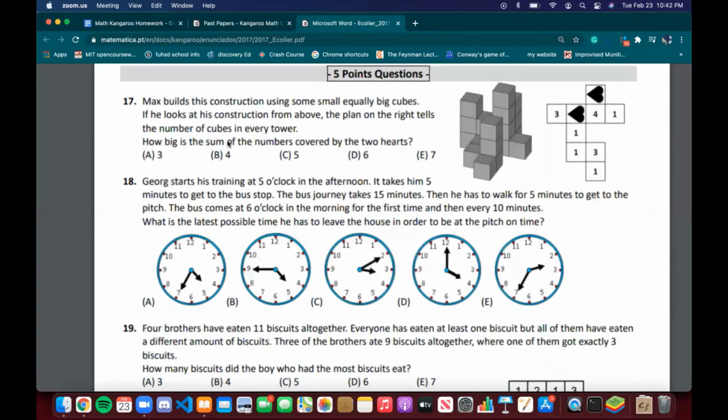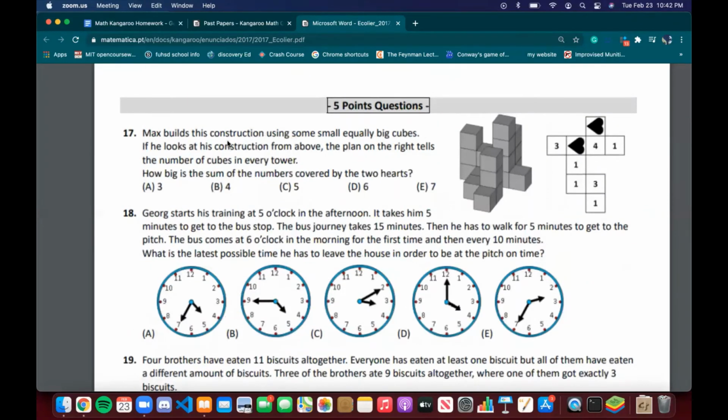Okay. Let's go to 17. And then for 18, the strategy here is just write out your steps. Try not to forget anything, and don't leave anything out. Read this carefully, because if you skip the part where the bus comes every 10 minutes, you might get it wrong, which isn't very good.